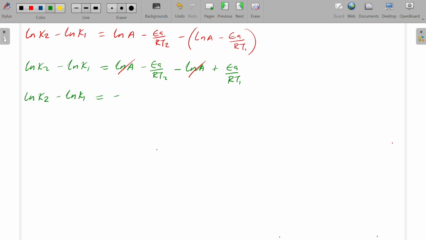This now will be equal to minus activation energy over RT2, like that. That is being added to activation energy over RT1. All right. So what we have here is the same as, we can start by writing the activation energy over RT1, then minus the activation energy over RT2. It's still the same. We can start by writing this or start by writing that. We are still going to have the same expression.